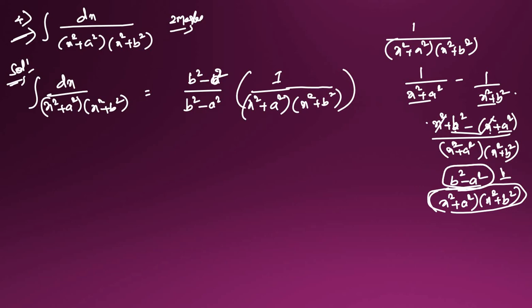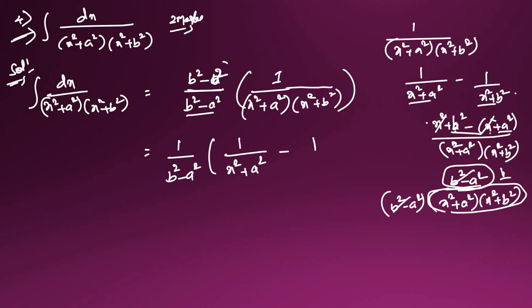But this is extra. That's why I'm dividing with this b square minus a square, so that the answer, then the question will remain like this only. That's why I took 1 by x square plus a square, so this one. So I'm removing this one, and I will write 1 by b square minus a square into 1 by x square plus a square minus 1 by x square plus b square. So this b square minus a square will come to this side.